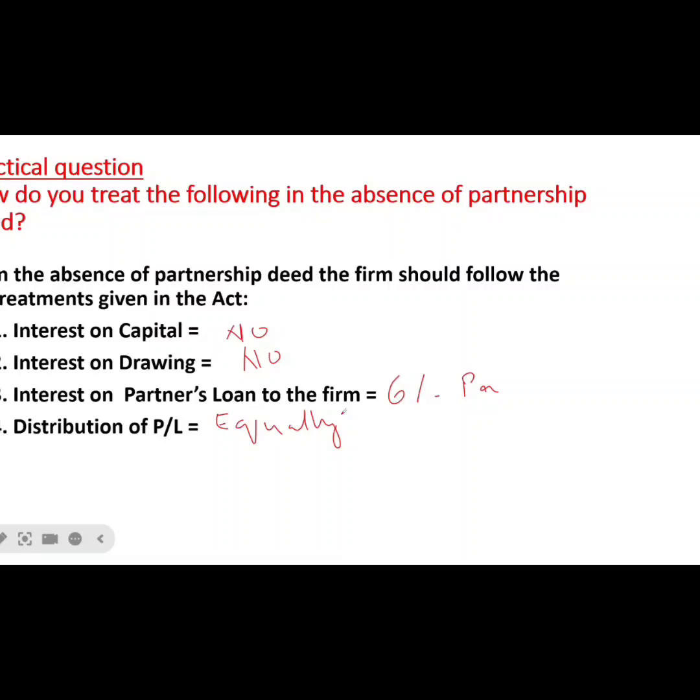Next is the salary, commission, or any remuneration that has to be paid. If the partnership deed does not give any amount that has to be paid as salary or commission to the partner, then according to the Partnership Act, salary or commission is not payable to the partners.